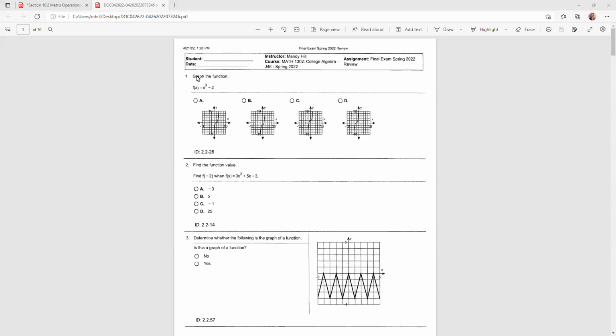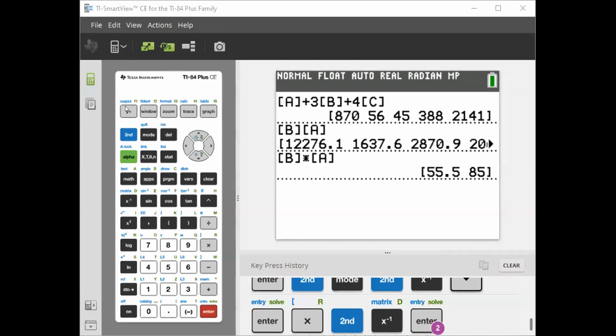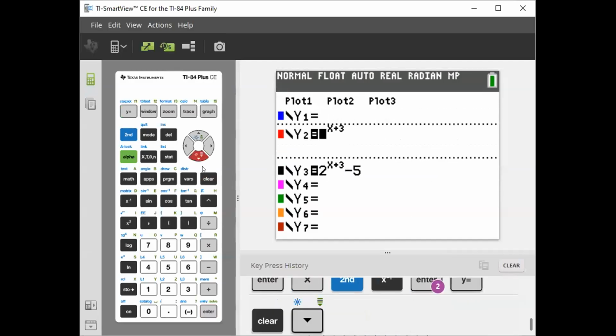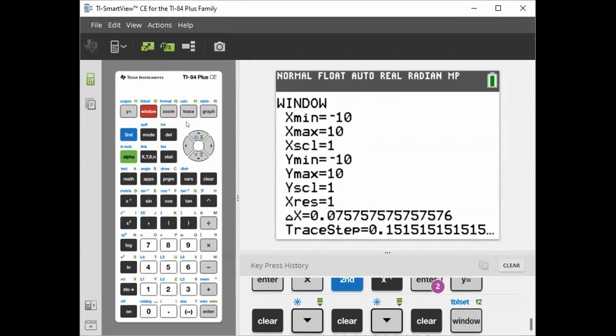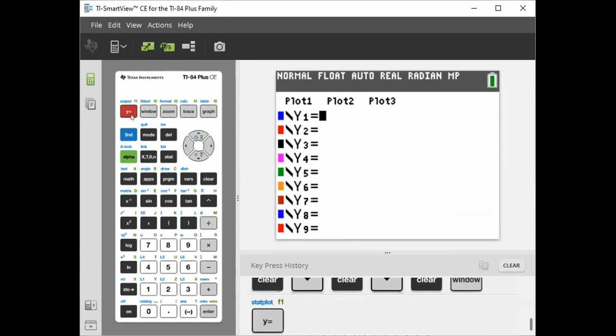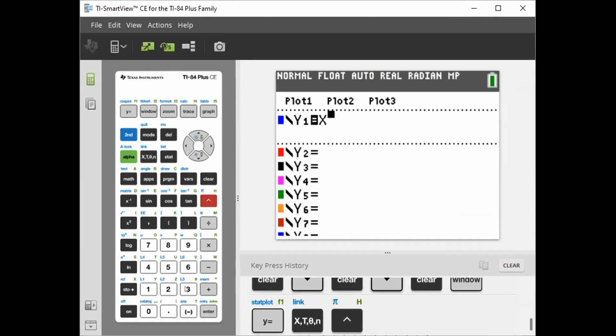So on this first problem, it says graph the function x to the third minus 2. I think most of you are probably going to go straight to your graphing calculator and just go y equals. The most important part about this is when you're looking at your window of your calculator, you want to make sure you've got -10 to +10 on your mins and maxes. And when you go to y equals, you would type in x, then the caret 3, minus 2.